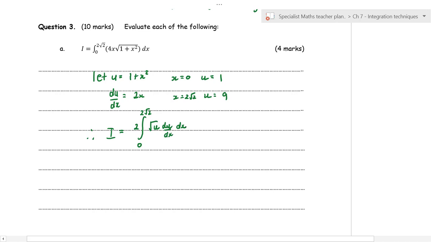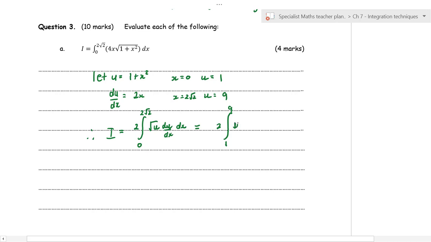As I've always said, never, ever do anything until you make that substitution and basically have everything just in terms of u. You need to leave the terminals as they are. So now when you go to du, that is equal to 2, and now you change the terminals. So 0 becomes a 1, and 2 root 2 becomes a 9, and isn't that lovely?